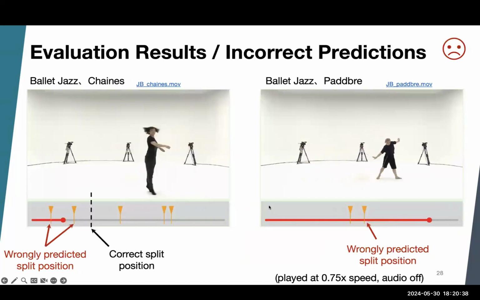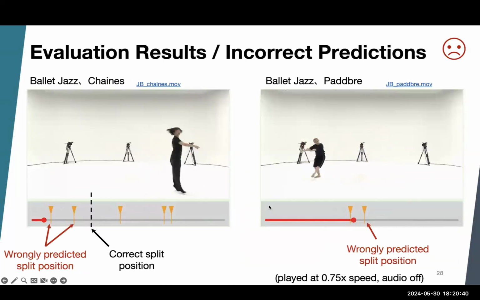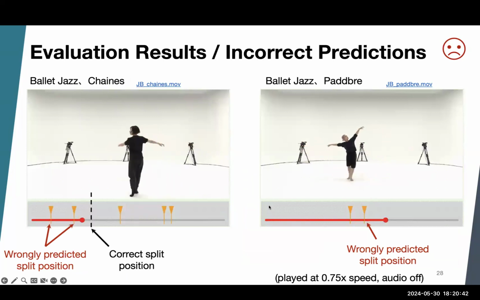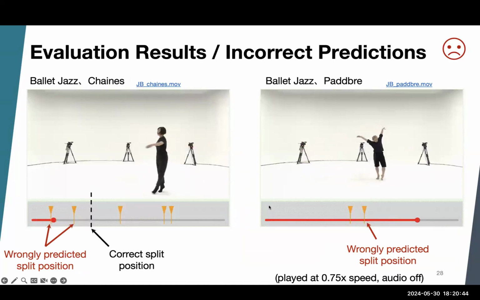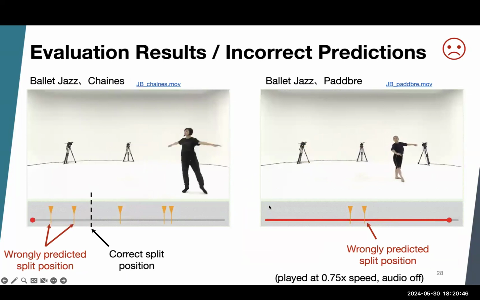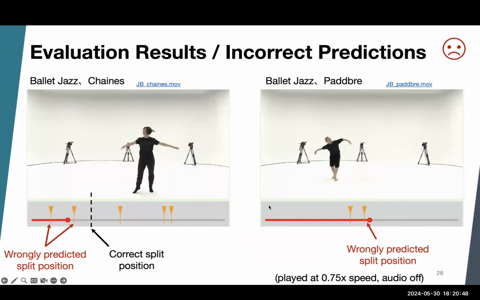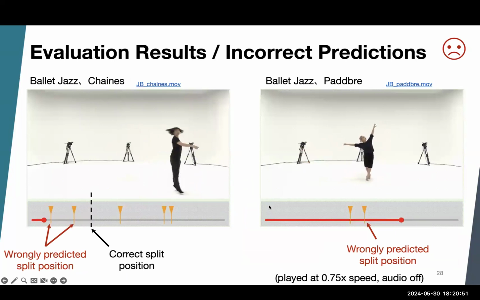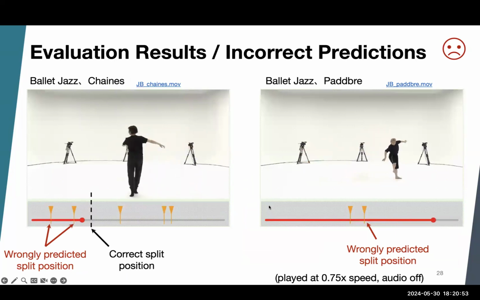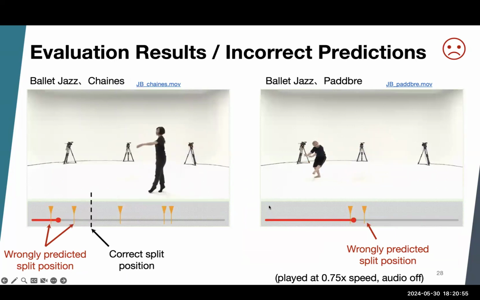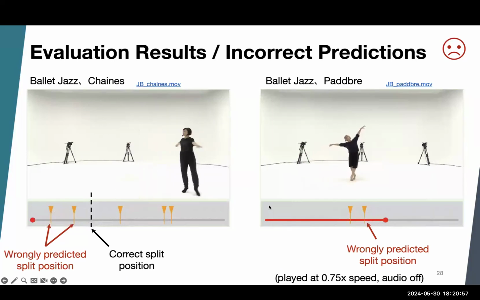Here are examples where the segmentation was unsuccessful. For example, the video features a move called the chains from jazz, where the entire rotation should be one segment. However, the predicted model inserted segmentation points mid the rotation. Jazz dance often has smooth, continuous movements that do not align with the beat, making it challenging to segment correctly.